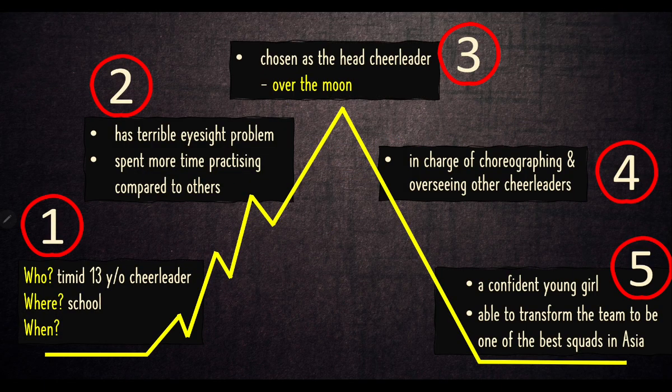So this is the sample outline. So it starts with number 1, about a timid 13-year-old cheerleader. Okay, and then the setting, the place is at school. So katakanlah, this is just an example, right?